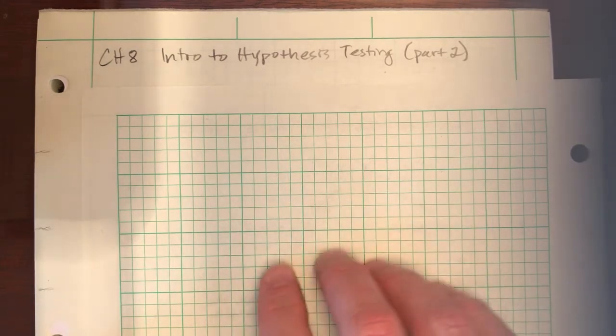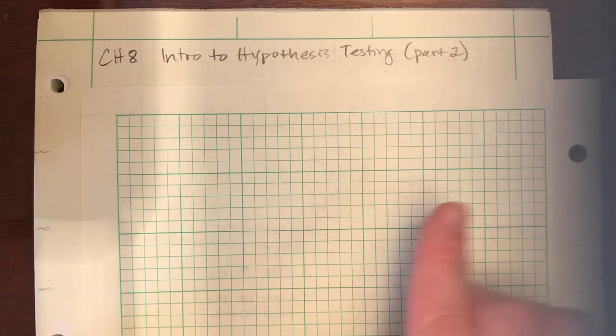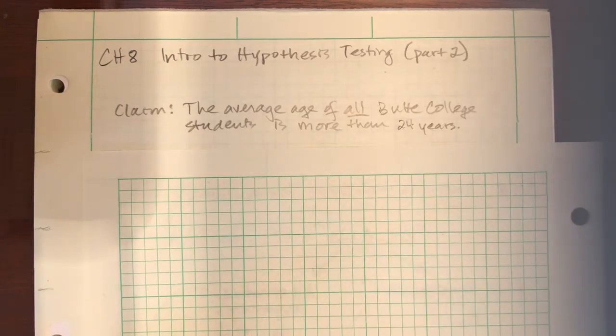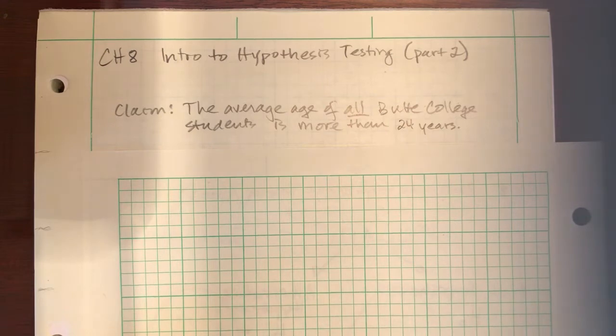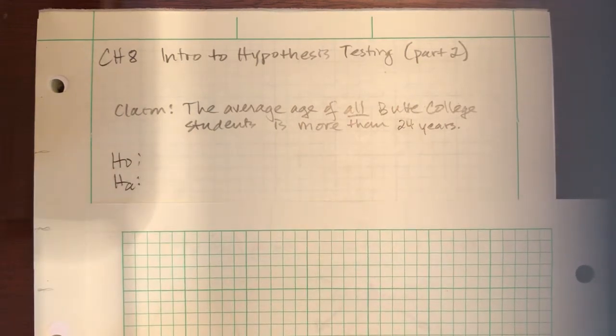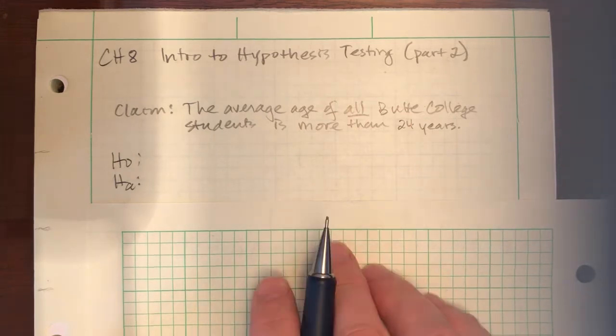If you remember from the last video, part 1, intro, we learned how to take a sentence or a claim and convert it into two hypotheses. So let's read this. This claim says the average age of all Butte College students is more than 24 years. Well, we know that there's two hypotheses, the null and the alternative.